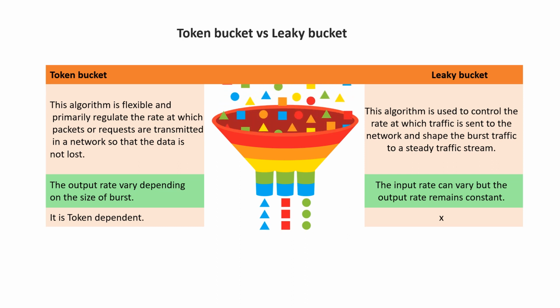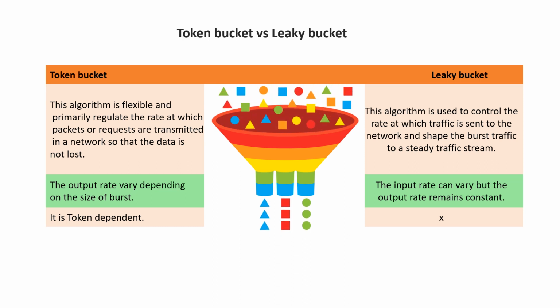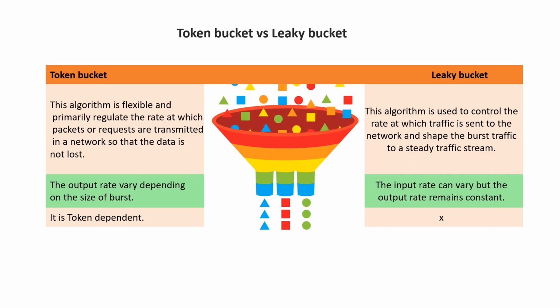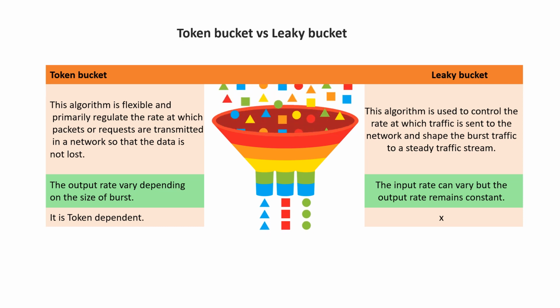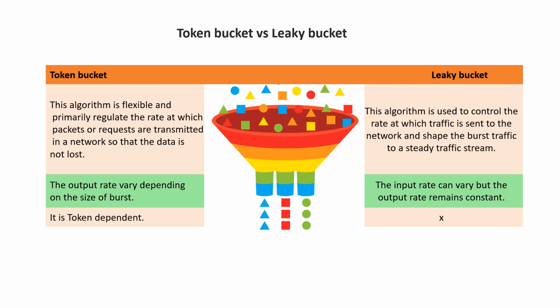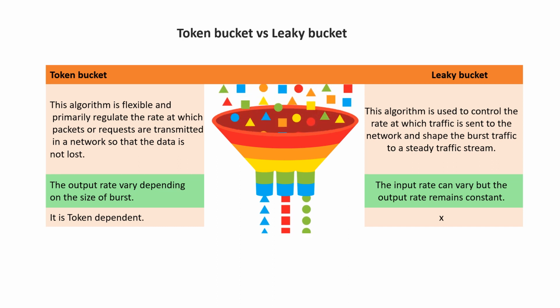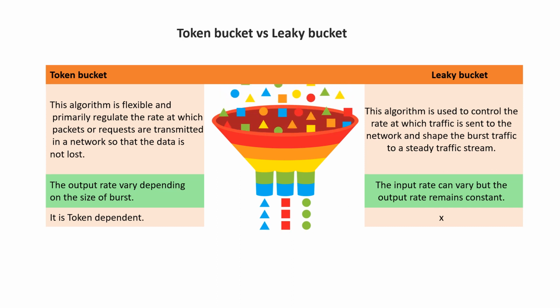But the leaky bucket is used to control the rate at which the traffic is sent to the network and shape the burst traffic to a steady traffic stream, and that is done only by the leaky bucket algorithm. The input rate can vary, but the output rate remains constant. That is, it does not change depending upon the size of the burst. So the data loss happens here. The token bucket is token dependent, while the leaky bucket is not token dependent.